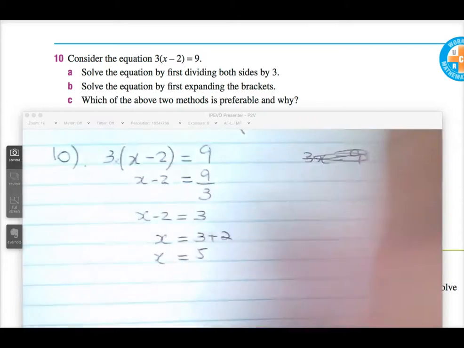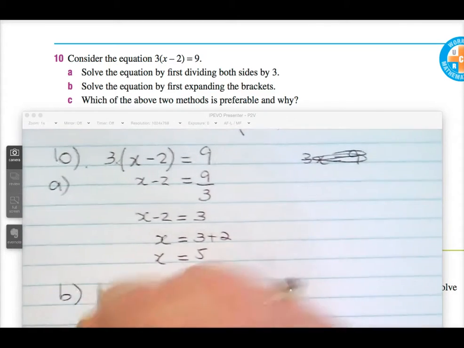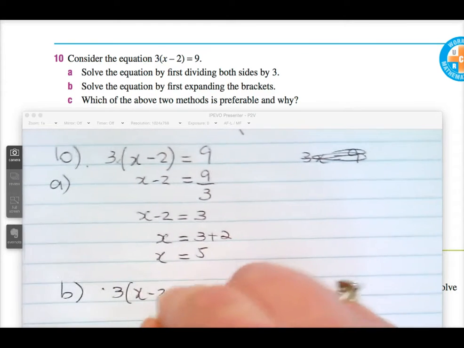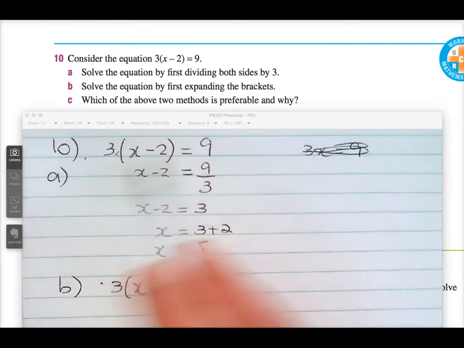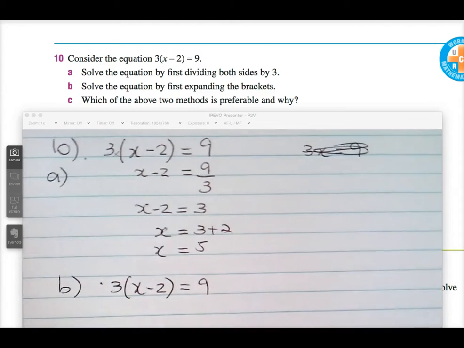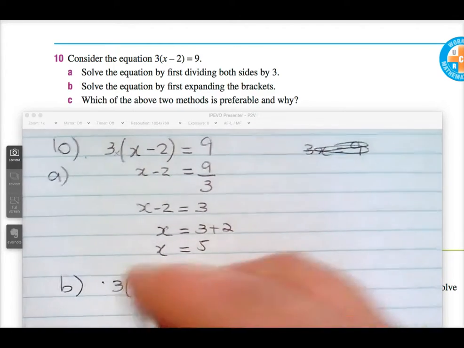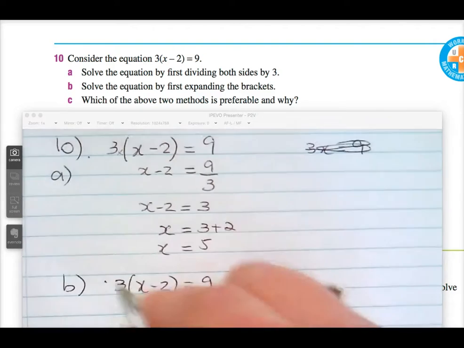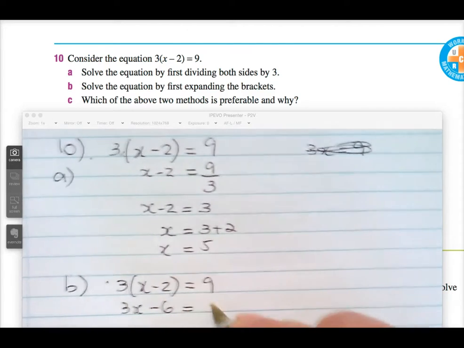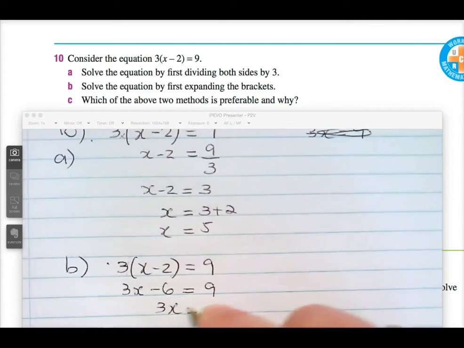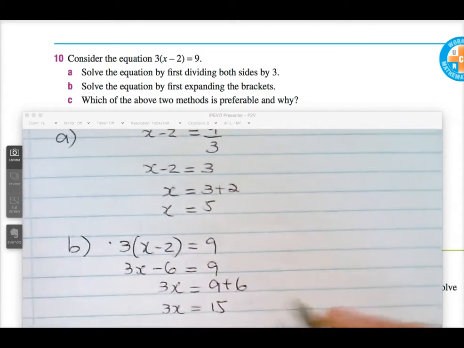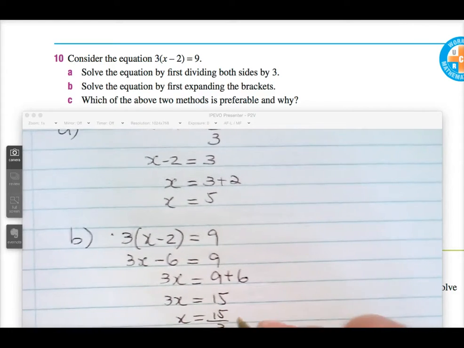That is part A. Part B says solve the equation by expanding the brackets, which is what we've been doing so far. Solving this equation 2 ways. We're dividing by 3 because it's 3 times something equals 9. The second way, which most of you will probably feel comfortable with, is to expand the brackets. 3 times x is 3x. 3 times minus 2 is minus 6 equals 9. 3x equals 9 plus 6, which is 15. And so x is 15 divided by 3, which is 5.